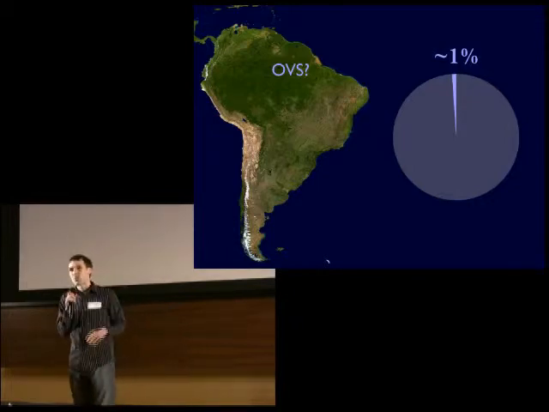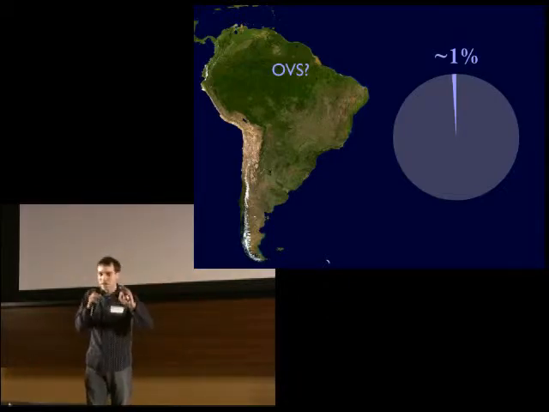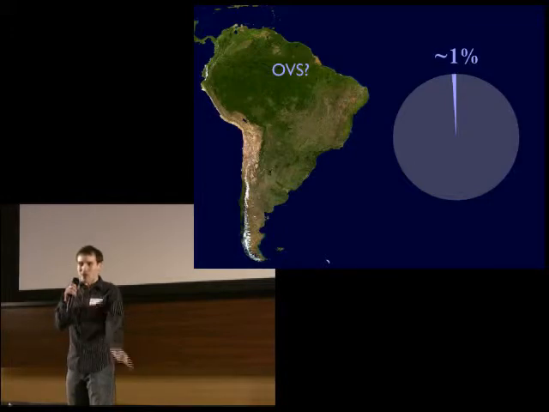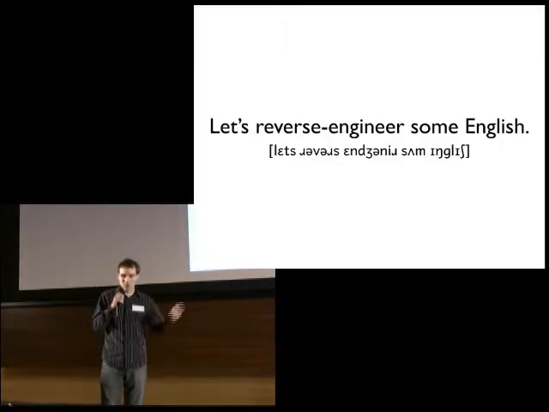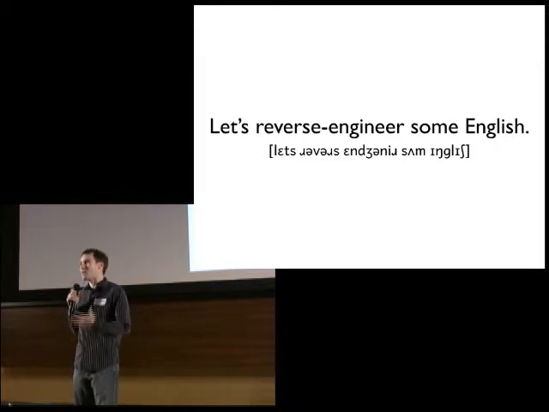He also mixed up the grammar. Sentences in Klingon go object, verb, subject. So if John hit Mary, then John has the black eye. And this is very uncommon in languages of the world. Most of them are spoken in the Amazon. So let's reverse engineer some English and see what we can do with it.